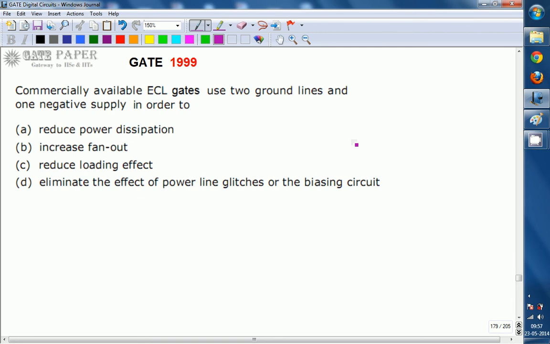Hello, we are discussing the GATE 1999 ECE paper, and the topic we are discussing is digital circuits.